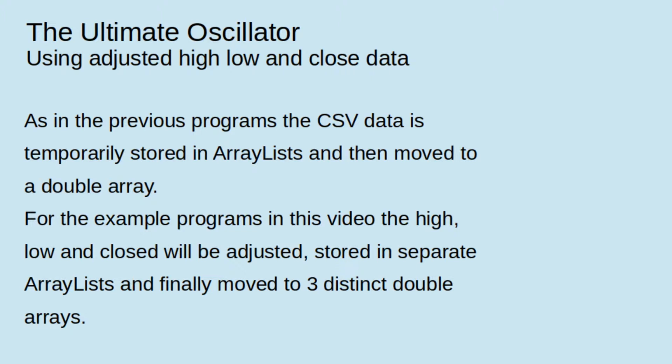In the previous videos, the CSV data from Yahoo was temporarily stored in an array list, and then all the data was finally moved to double arrays for the ta-lib functions. For the example programs in this video, the high, low, and close will be adjusted, stored in separate array lists, and finally moved to 3 distinct double arrays.